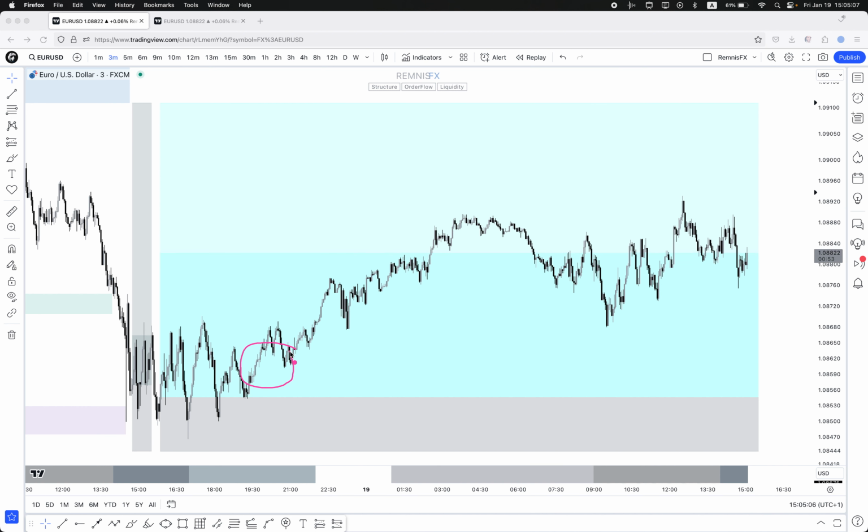structure-wise entry type 1 model here. After that, I noticed liquidation, check, mitigation, check, obvious reaction, candle close above the candle that came into this POI and closed. So here, a single candle mitigation entry.